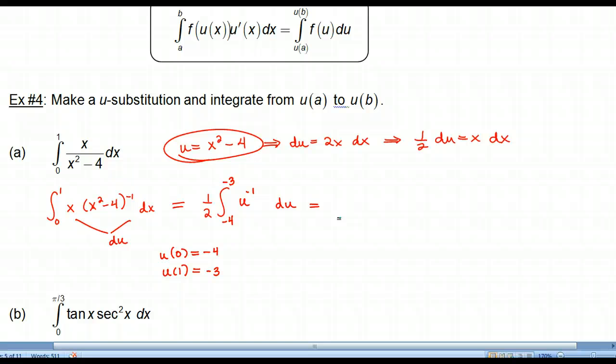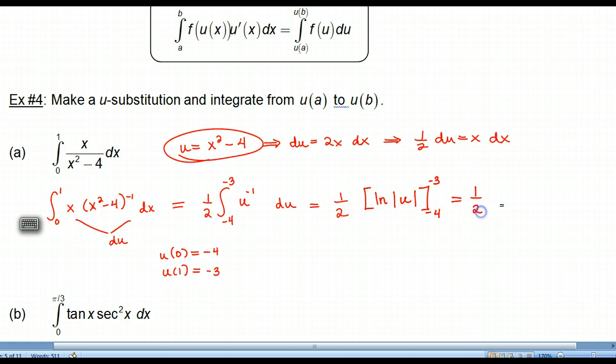So what's nice about doing this substitution method with u, we don't have to go back and rewrite it in terms of x. Now that I changed my bounds, I can just integrate, and it's just a definite integral. So I have 1/2. What do we get inside here? ln of absolute value of u, evaluated from -4 to -3.